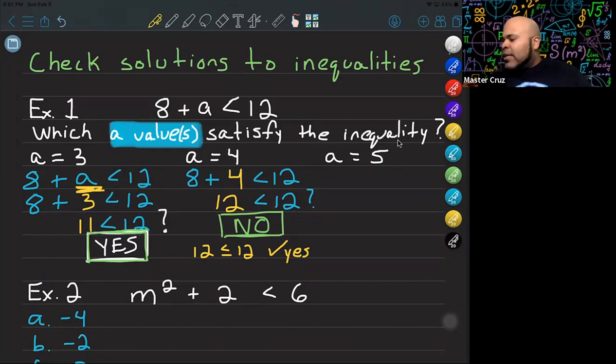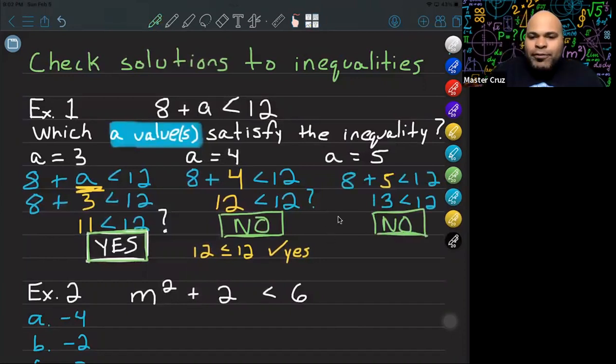Well, if I plug in a equals 5, then 8 plus 5. Maybe you could do this one before I do it. Try it and see if you get the answer correct. 8 plus 5 is 13, and 13 is less than 12. Is this a true statement? Is 13 less than 12? The answer is no. In fact, any other number that you go above a equals 5 will always be no. Only numbers that are less than 4 will work.